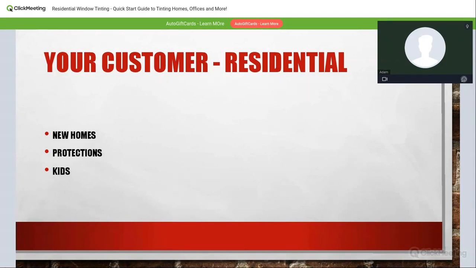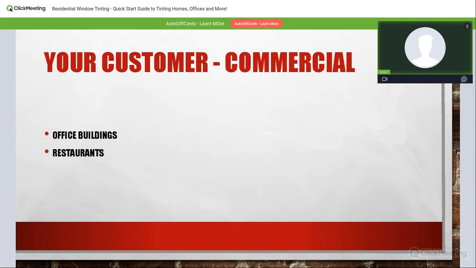So your typical customers, what we're going to look at, is customers with new homes are our number one customers that are getting this, customers with kids, and those that want to protect their homes and that kind of stuff as well. Next is going to be office buildings and restaurants.